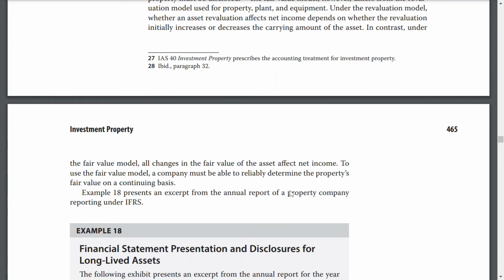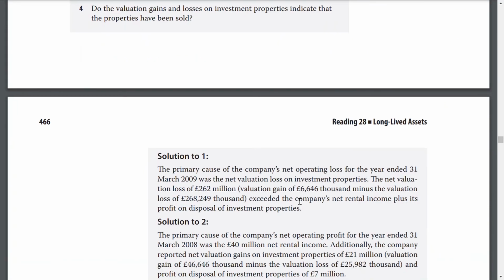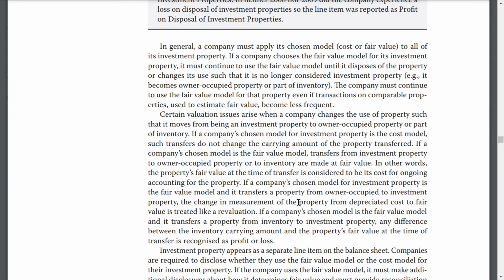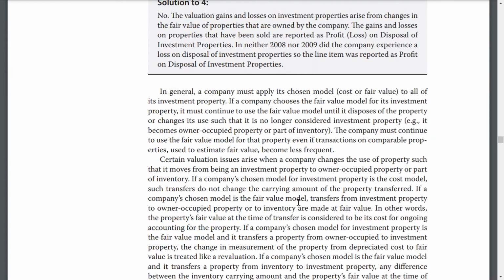To use the fair value model, a company must be able to reliably determine the property's fair value on a continuing basis. Example 18 presents an excerpt from the annual reporting of the property company under IFRS. In general, a company must apply its chosen model to all of its investment property.